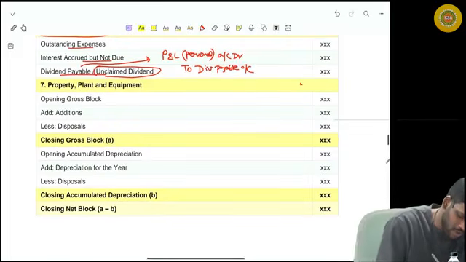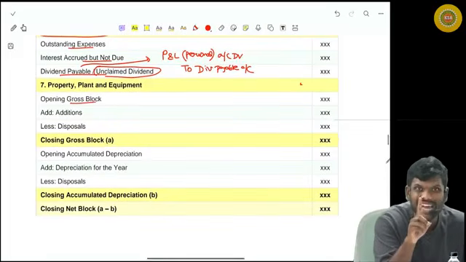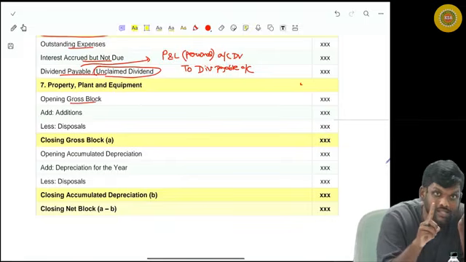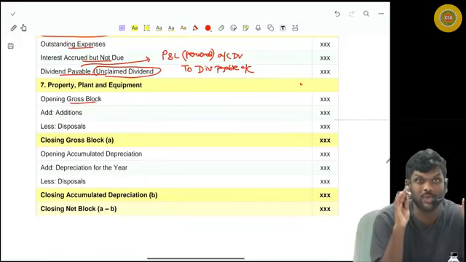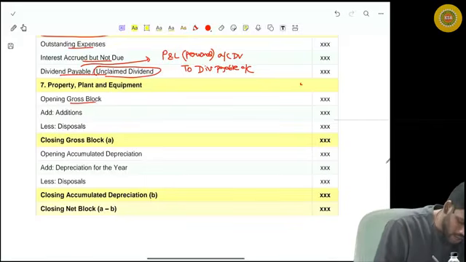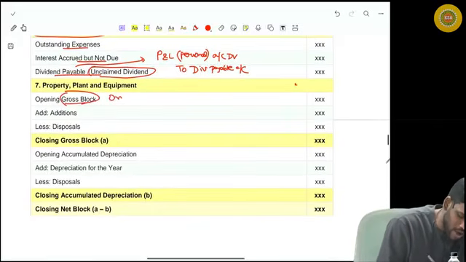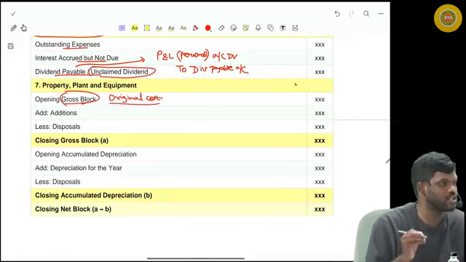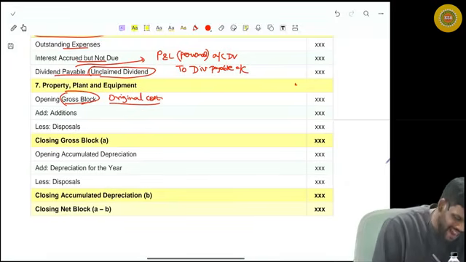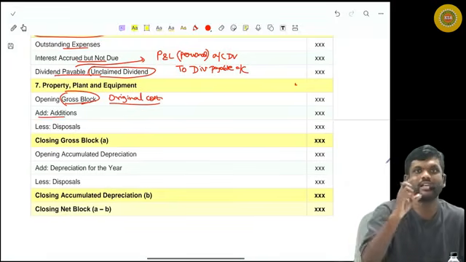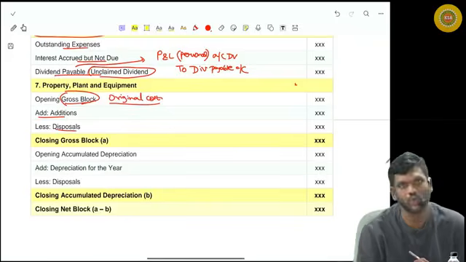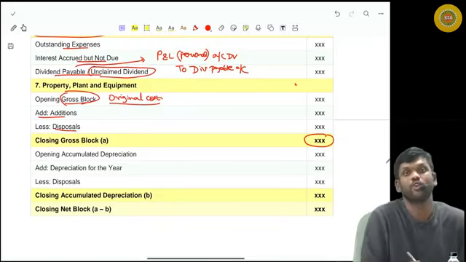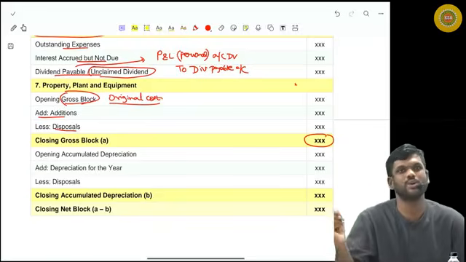First, take the opening gross block. Always remember, guys, the Companies Act wants you to show the original cost separately and accumulated depreciation separately, disclosed in the notes to accounts. This gross block is nothing but the original cost. So you should say what the original cost is at the beginning of the year. Add additions. Sir, what are these additions? Additions means PPE purchased during the year. Less disposals, which is PPE sold during the year. The remaining will be our closing gross block, or closing original cost.